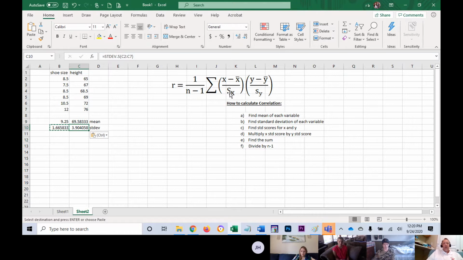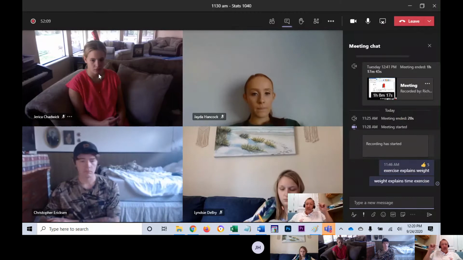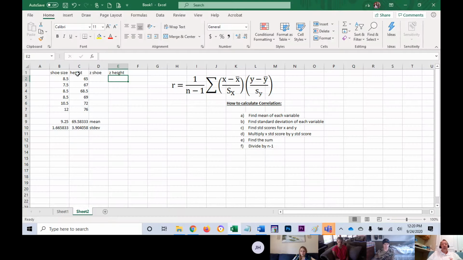So we found the means, we found the standard deviations. Now we need to find the z-score for the shoe size, and we need to find the z-score for the height, okay? I guarantee, I don't usually do this, but I guarantee you I'm going to give you one of these on the test in a few weeks, okay? So this will be a test question. I'm going to give you some data such as this, and you're going to have to find the correlation coefficient, which is represented by letter R, okay? So we found the means, we found the standard deviations, we need to find the standard scores.